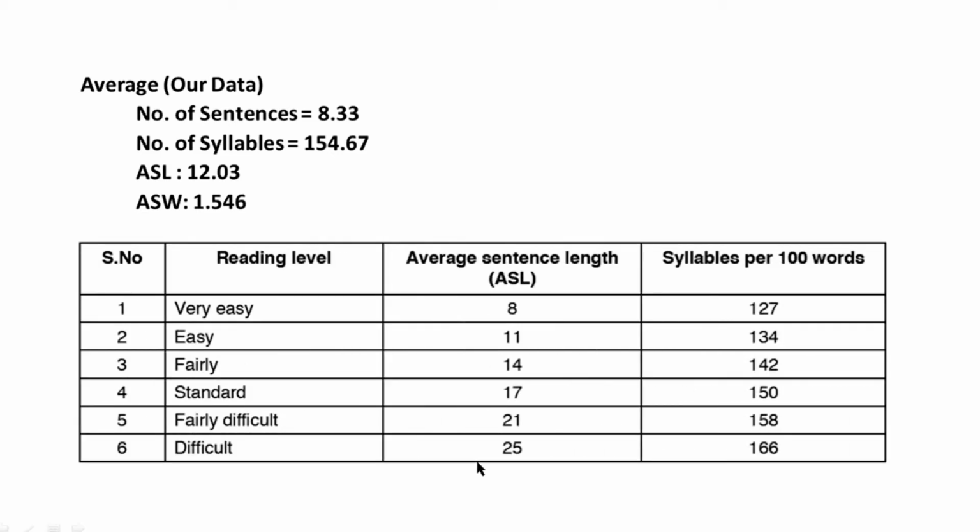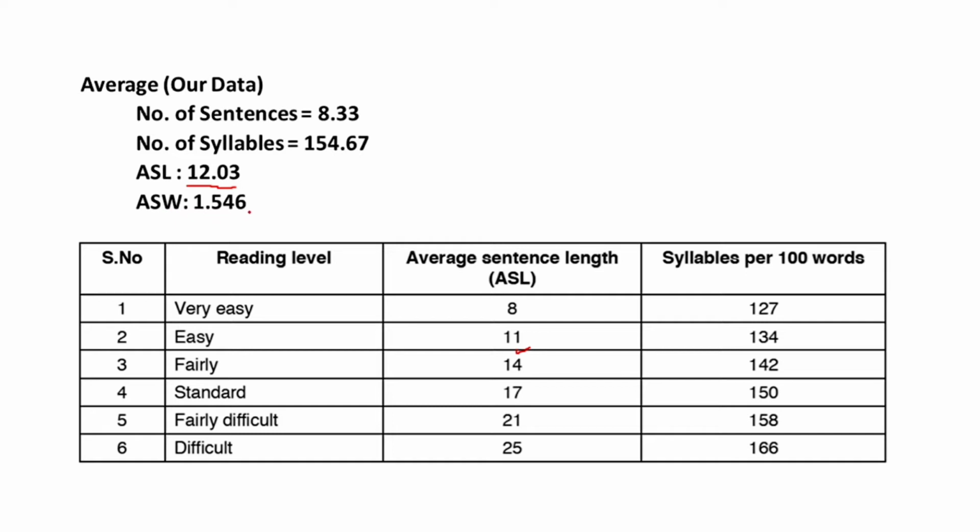According to the Flesch, if our available literature is having average sentence length is 8, it is very easy. If it is 25, it is very difficult to read. Let us see where our data falls in this continuum scale, that is from very easy to the difficult. Our average sentence length is 12.03. That means it falls between 11 to 14. That is easy to fair read level.